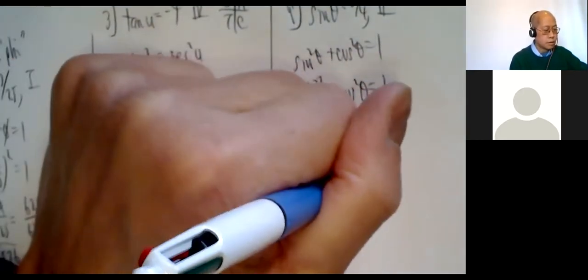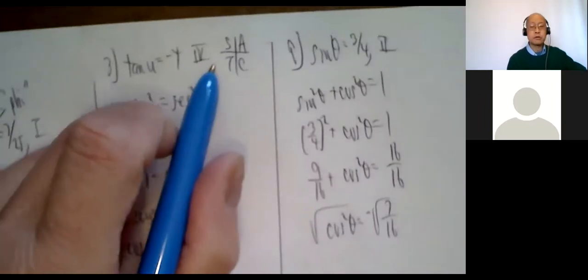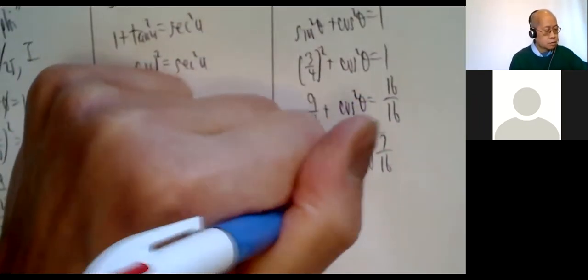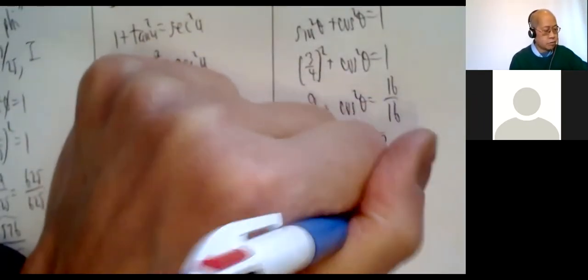Square root, square root. This time I want a negative because I'm in quadrant 2. So cosine theta is negative radical 7 over 4.